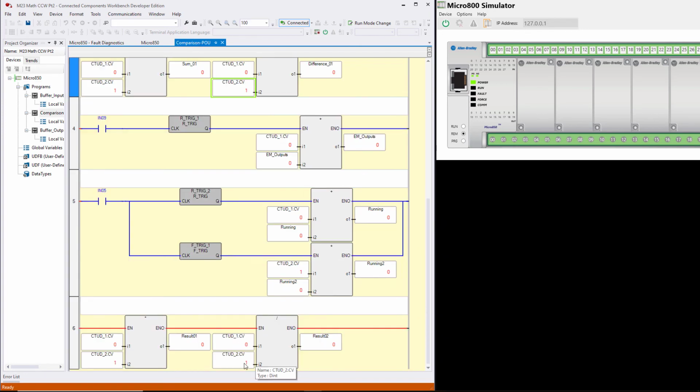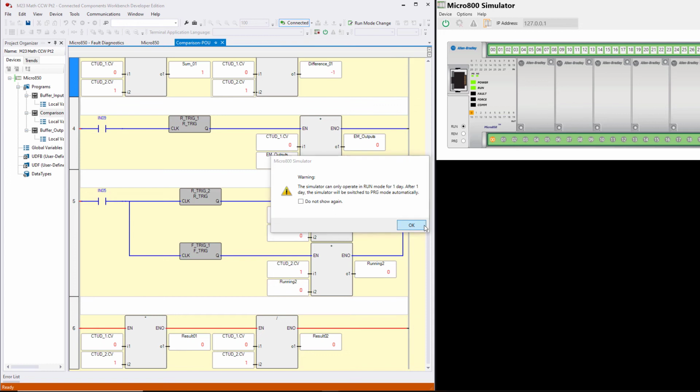Okay, I've directly changed the CV for count up down 2 to 1. So I'm no longer dividing by 0 when I go into the run mode. So I'm going to go back to the run mode.